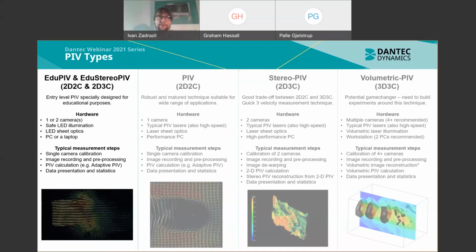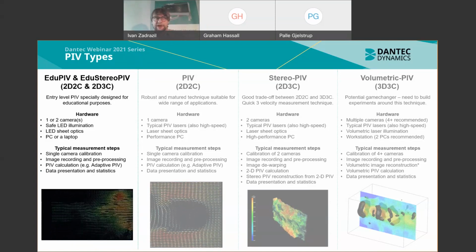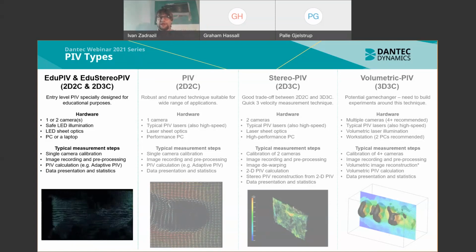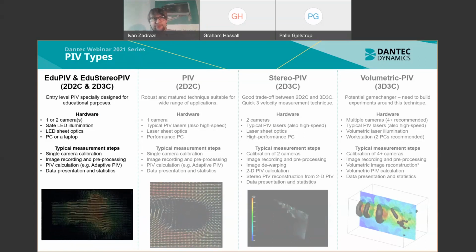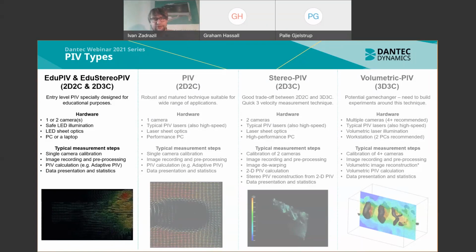During the typical measurement steps, we do single camera calibration. We record some images and then do some image pre-processing to increase the signal to noise ratio.